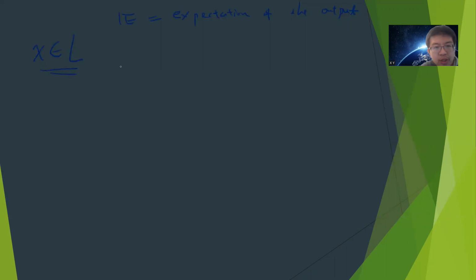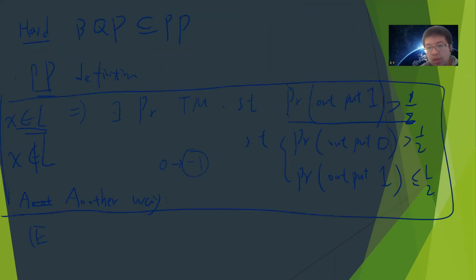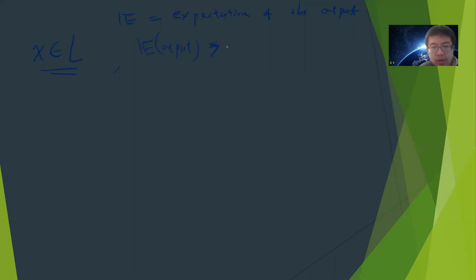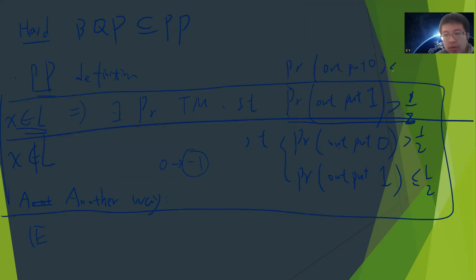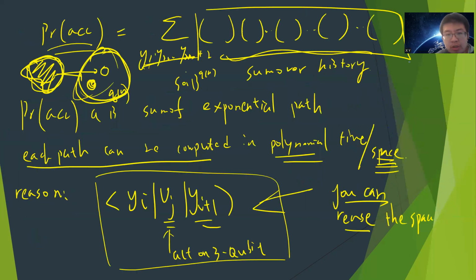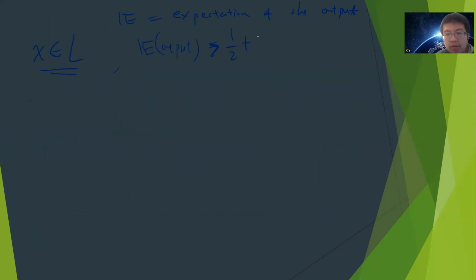So if x belongs to L, then my expectation value of the output will be, since the probability of output 1 is greater than half, greater than half plus something which is less than 0. This means the probability of output 0 in this first case is less than or equal to half, so it's less than half, times -1. Sorry, it's this and times -1. So this is greater than, you can show it, so this is 0.